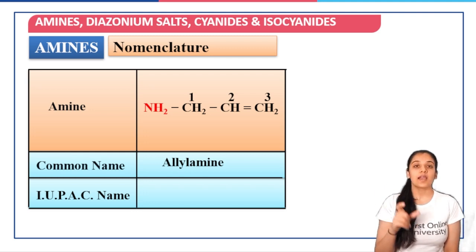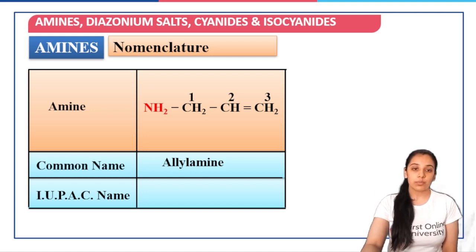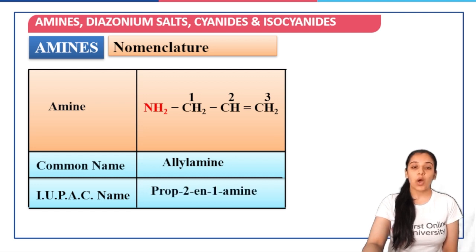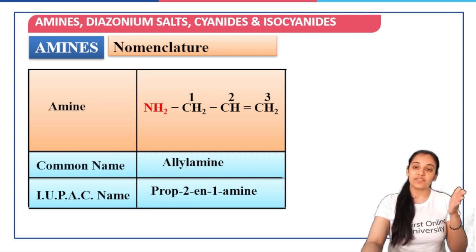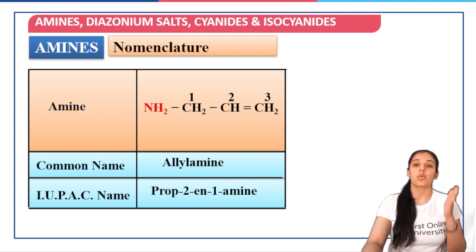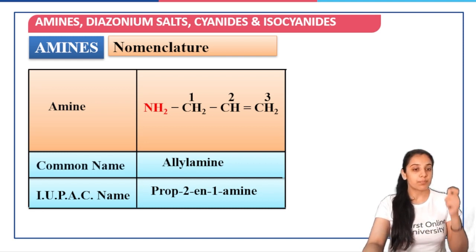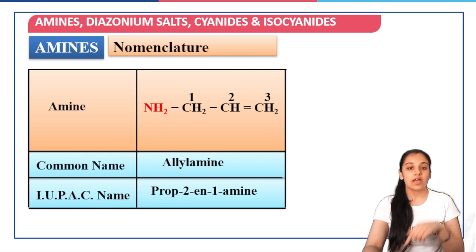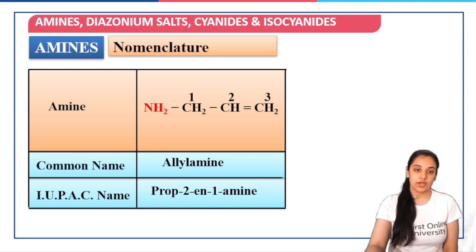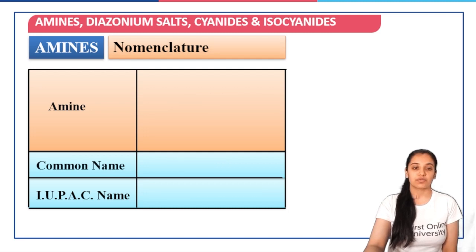So here, this is allylamine. When I talk about the IUPAC name of it, it is going to be prop-2-en-1-amine. Since we are starting with the functional group NH2, which gets more preference as compared to the double bond, we call it prop because there are 3 carbon atoms. The second position has ene and the first position has amine. So that is going to be the IUPAC name of it.